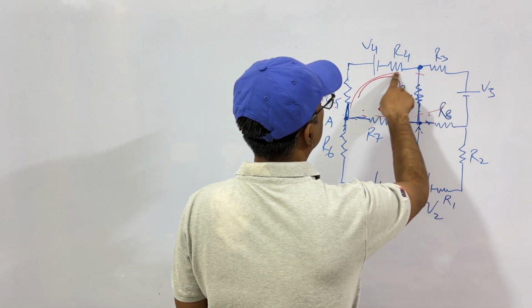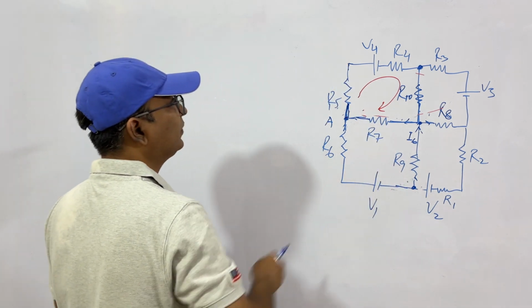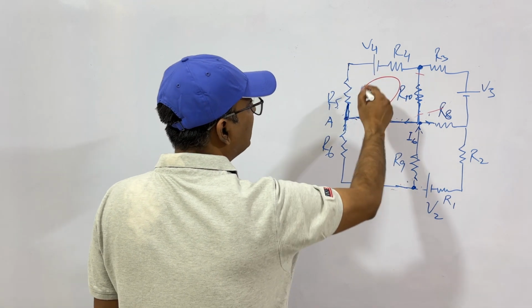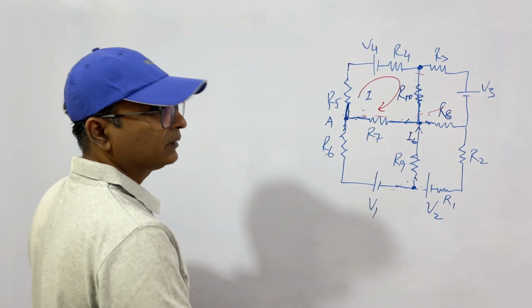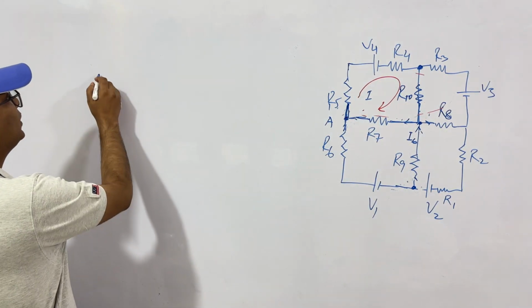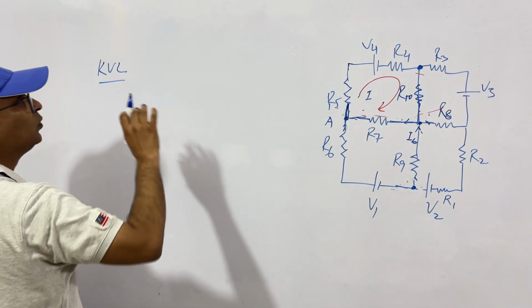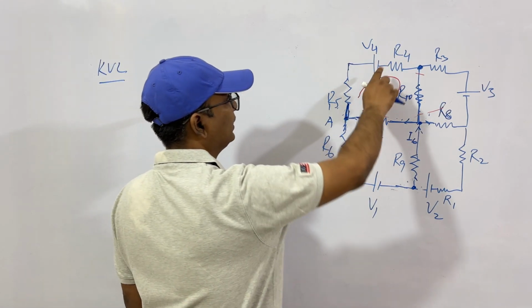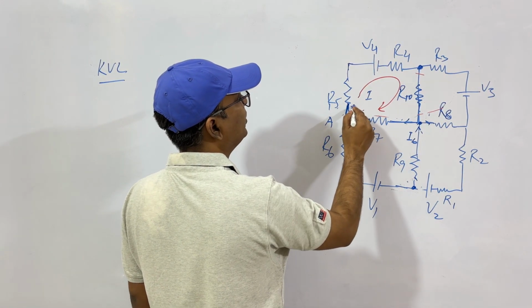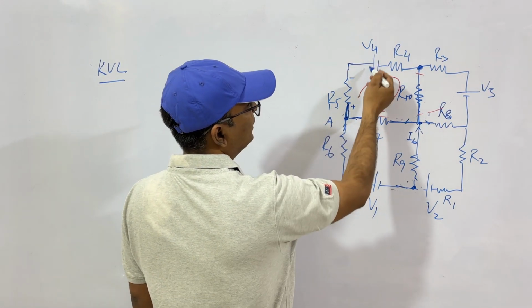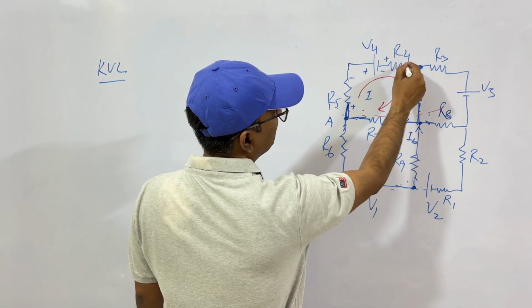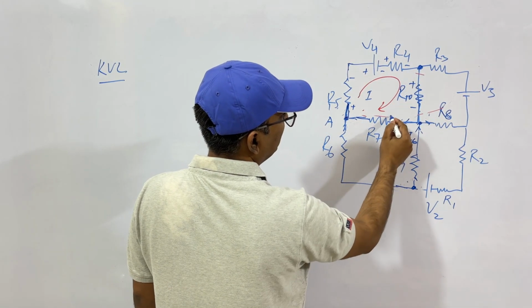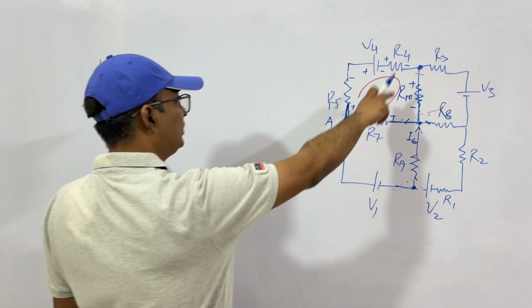So what is the meaning? Let's say this is our loop. Let's say a current I is flowing in this particular loop. This is the way we take. So in this loop, Kirchhoff's voltage law says the voltage drop across this. This is current, so I is entering here. This will be plus, this will be minus. This is a cell, so this is plus minus. I is entering here, so this is plus, this is minus, again plus, minus, plus, minus. So you take in this direction.